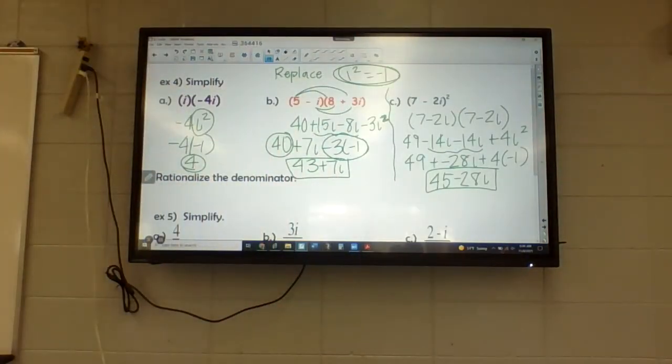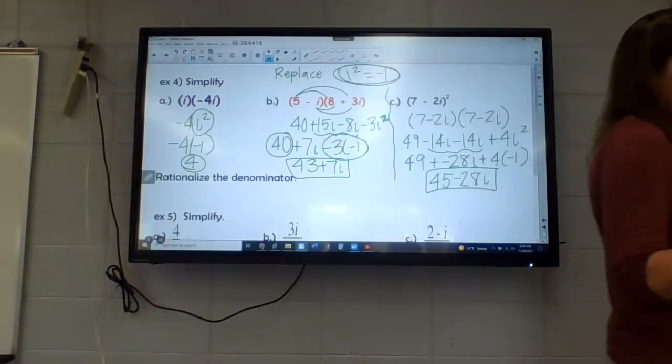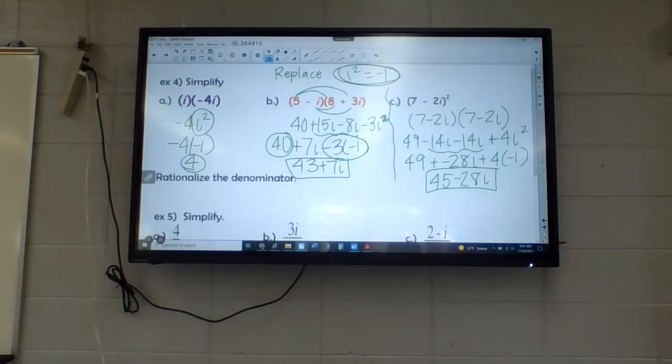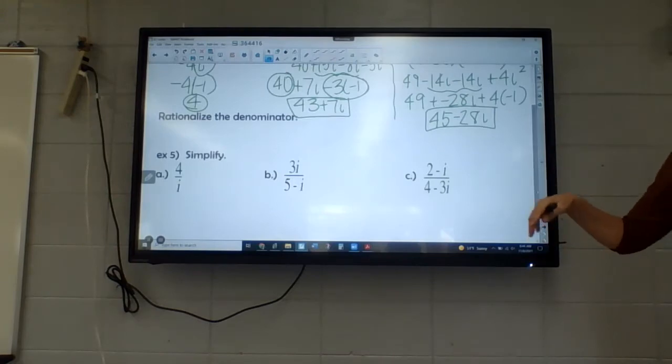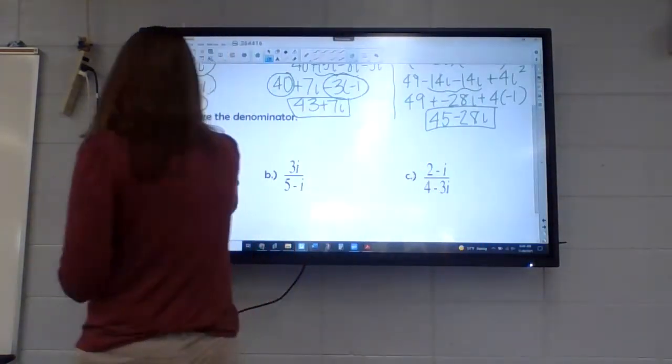All right, and then these last 3 problems tie us back to our warm-up question where I asked you guys to get the radical out of the denominator. Technically, anytime you see an i in the denominator, there's a radical in the denominator because an i is just the square root of negative 1. So we cannot leave an i in the denominator. That is a math no-no.